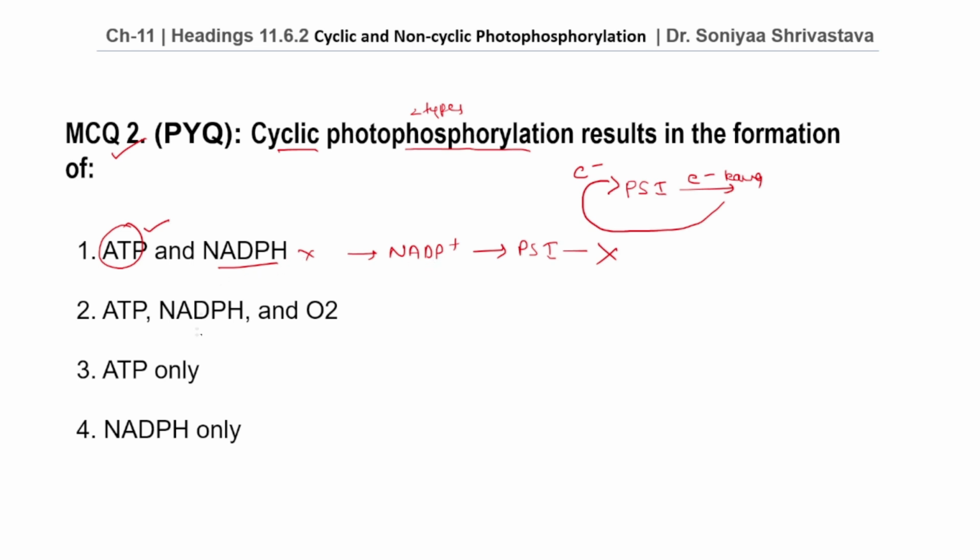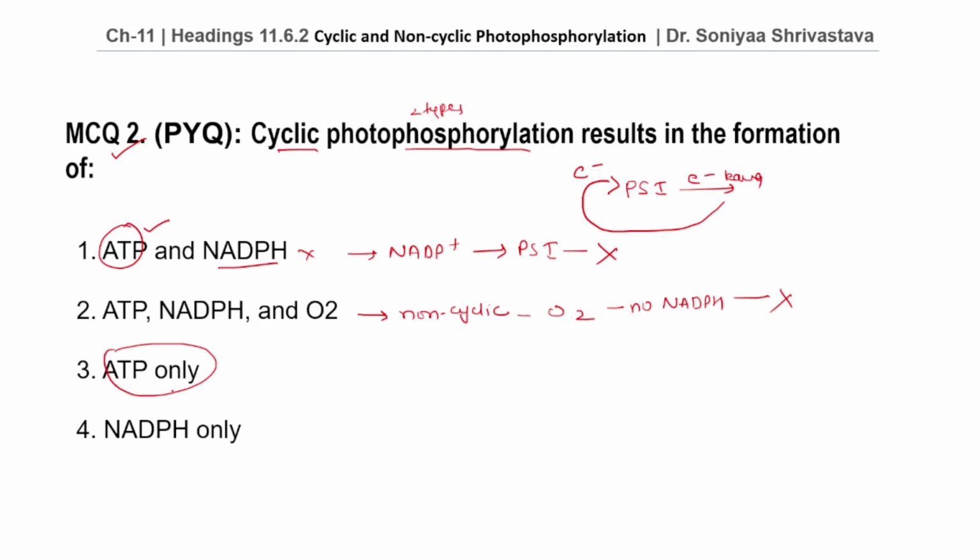Now option number 2, ATP, NADPH and O2. We already know that these are the products of non-cyclic photophosphorylation, because in cyclic photophosphorylation no water splitting happens, so no oxygen is released, and no NADPH is formed. This option is wrong.